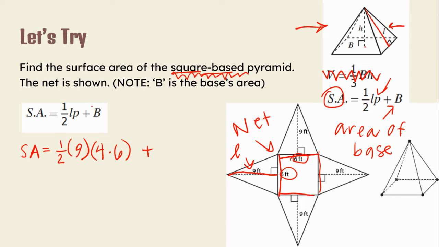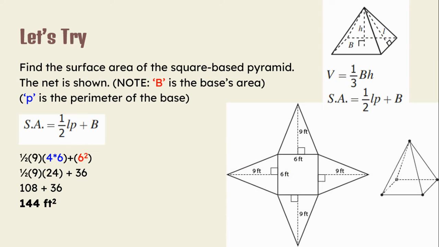Then we need to find the area of the base. Area of a square is just side squared, or in this case, the side length is 6, so 6 squared. So when we plug that in, let's see what we get. Now I know it looks a little bit different, but here's how our work turned out. It had a perimeter of 4 times 6 or 24. It had an area of the base of 6 squared or 36. For a final answer, a surface area of 144 feet squared.